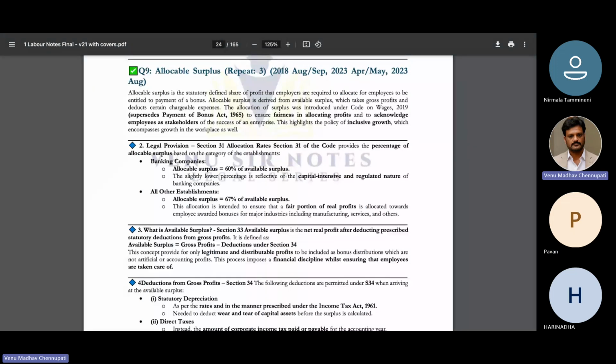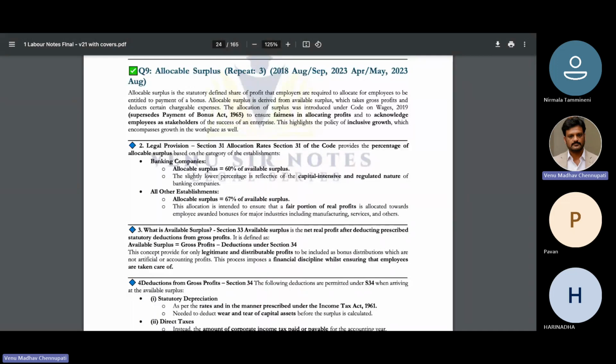The interesting problem in the question is that many people write about available surplus when asked about allocable surplus. So you have to understand all the key concepts that go into how we calculate the allocable surplus.